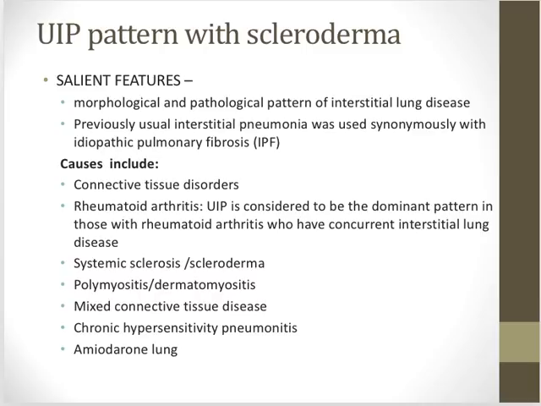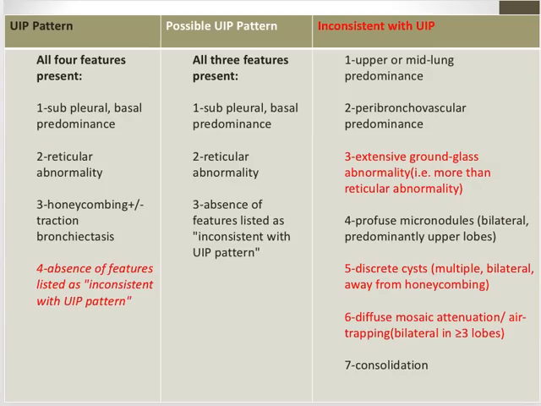Once all these causes are ruled out, or when you have completely excluded any cause for this UIP pattern, then it should be labeled as idiopathic pulmonary fibrosis. This is the reason why nowadays we don't use IPF synonymously with the UIP pattern. Let us see what the American Thoracic Society has given as clear-cut guidelines regarding the UIP pattern. They have classified it into classic UIP pattern, possible UIP pattern, and inconsistent with UIP.